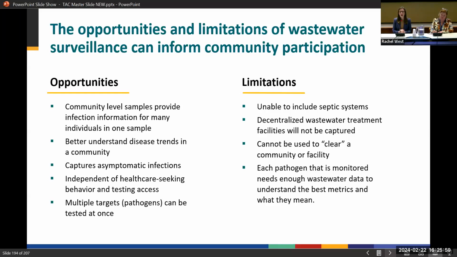And finally, for every pathogen that can be monitored within wastewater surveillance, we do need data to understand the best metrics to express that data and to translate it to public health action. So in other words, for every pathogen we're looking at, we need data to make better data in the future.